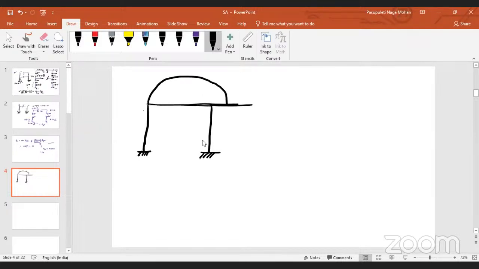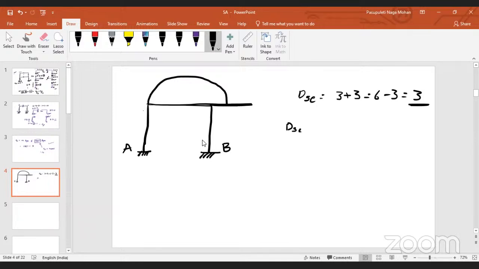What is the external indeterminacy? External indeterminacy, you can look into the supports. At A we have 3, at B we will have 3. So total 3 plus 3, 6, 6 minus 3, 3 is the external.